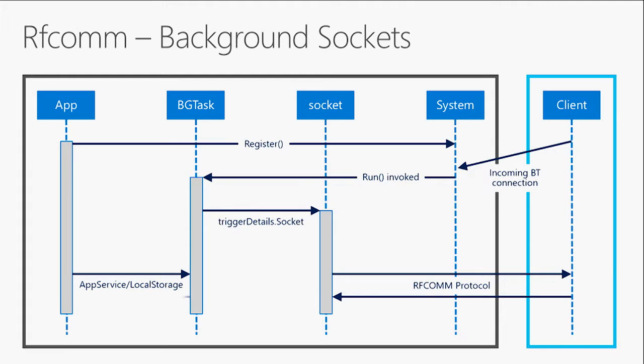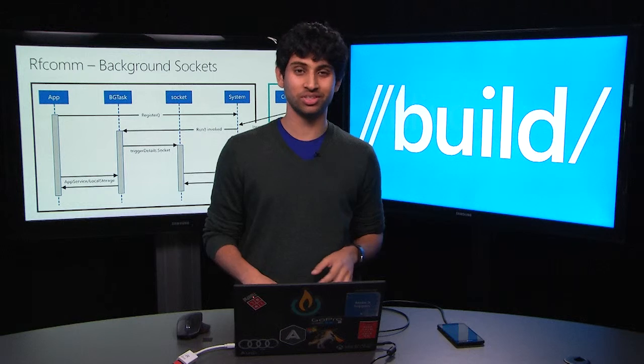Once you have a socket that represents the connection to a device, you can proceed to communicate with that device over RFCOMM and with your foreground task. So right now we're in the context of your background task. You can communicate with the foreground task with either an app service, or in this case, we've used a local storage method. So we're just saving things off into local settings.